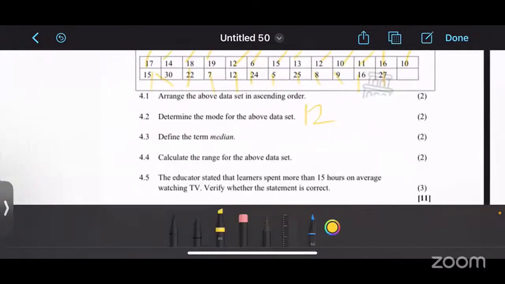And then what is going to be our median? What does median mean? Median is the middle value. The middle value, so the number that's in the middle. Which one is going to be the middle now?